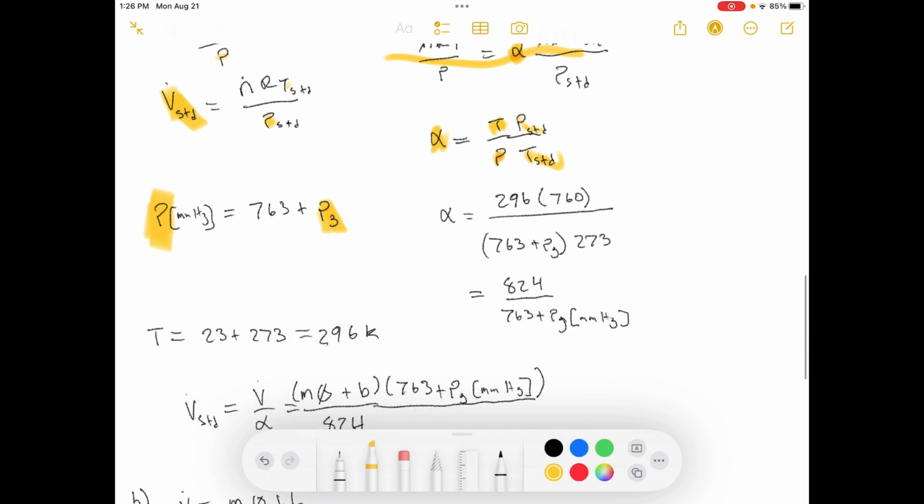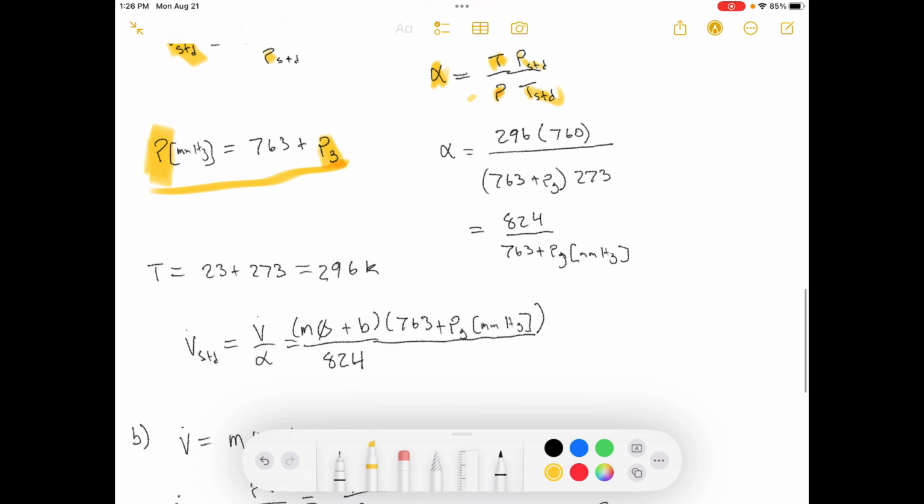Okay, so we plug this equation into our setup here. We're using millimeters of mercury. Okay, so it's important to write down what units you're comparing to, because this barometric pressure needs to be compatible with whatever pressure units we end up using in the gauge pressure.